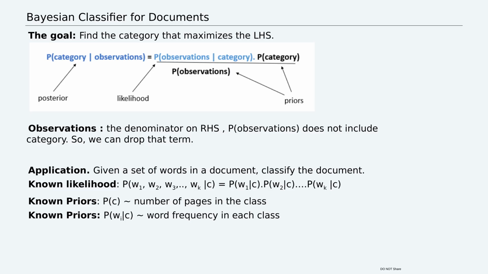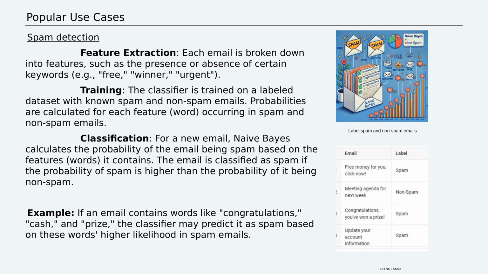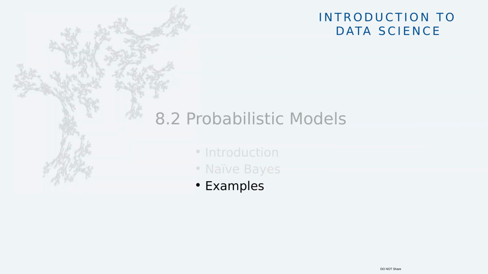An easy-to-understand example of naive Bayes is to detect spam by turning each email into features, words like free or urgent, then learning how often each word appears in spam versus non-spam emails. For a new message, it computes spam and non-spam probabilities and labels the message as spam if the spam probability is higher. Next, we look at an example.